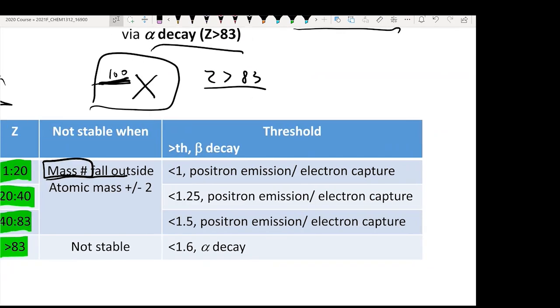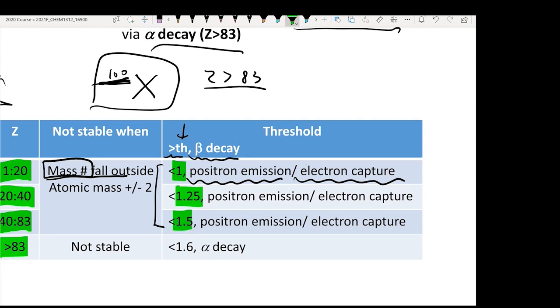If it is not stable, you need to know the threshold. If the ratio is larger than the threshold, then you're always going to get beta decay. But if it's below the threshold, then for the first 3 groups you're going to get positron emission or electron capture. The threshold for different rows is slightly different. It varies from 1, 1.25, and 1.5.